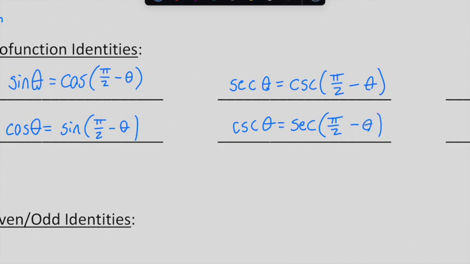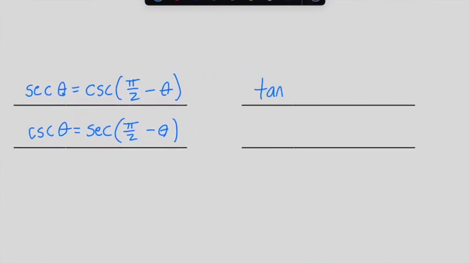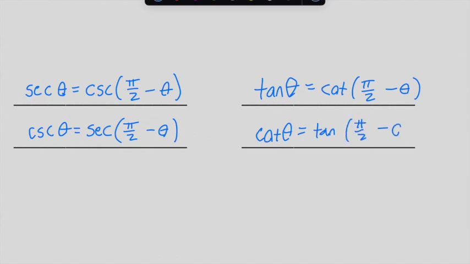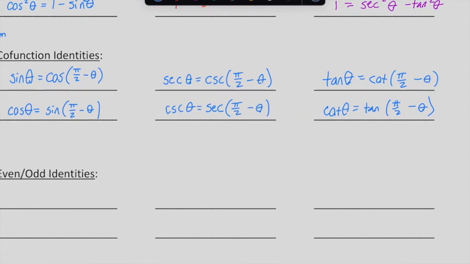And what do y'all think the last line's going to have? Probably going to have tangent and cotangent. Yep. So these are all kind of similar. You just got to figure out which ones kind of go with each other. So that's tangent is equal to cotangent of pi over 2 minus theta, and then cotangent is equal to tangent of pi over 2 minus theta. There's one problem, I think, or actually there's two that we use that idea. So that's a co-function. Co-function because it's cosine and sine, basically.